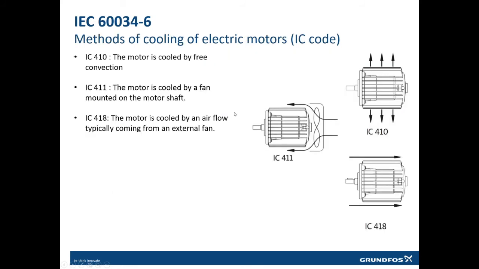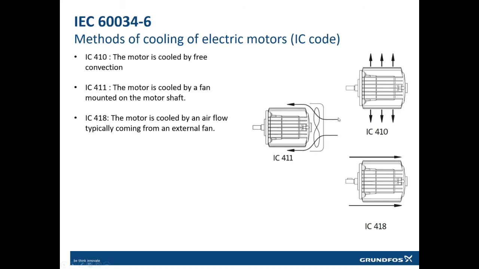Then there are three methods of cooling. The first method, IC 410, has no forced cooling or fan. So the motor is just there with ambient cooling. It will cool itself. This kind of motor is used in cold areas. Why is it used in cold areas? Because the cold air in the environment will cool down the motor.